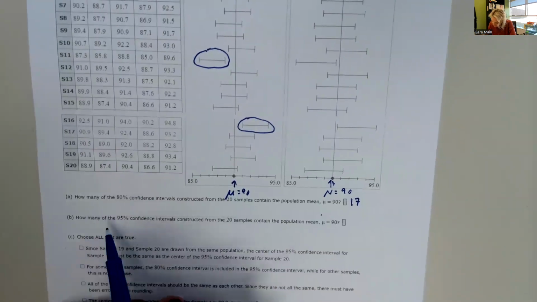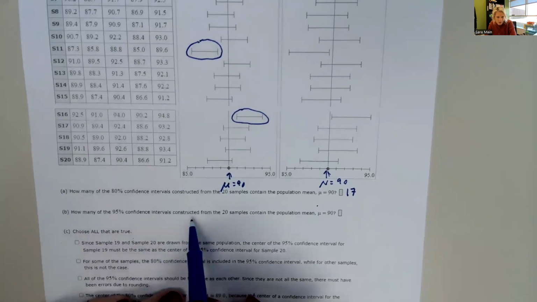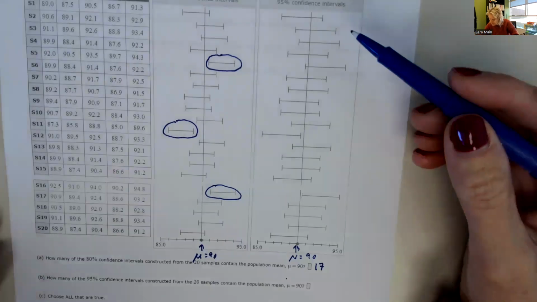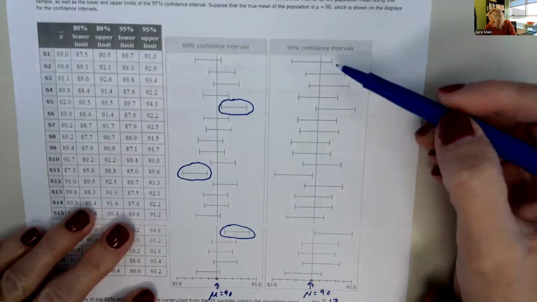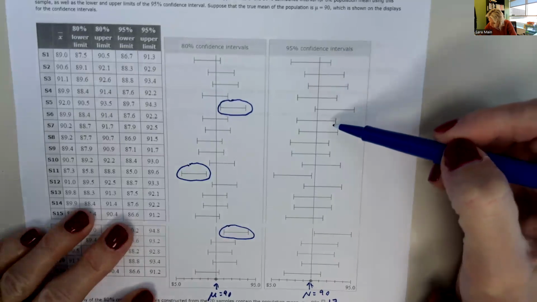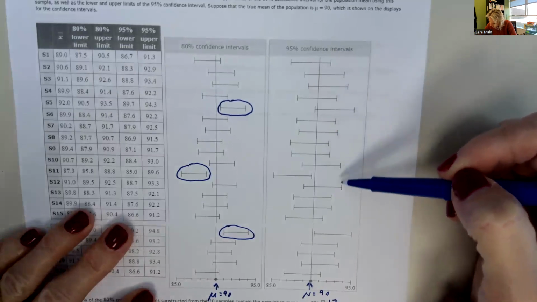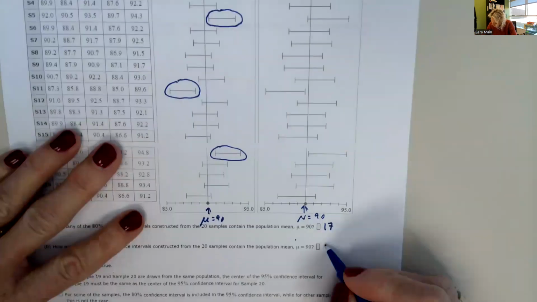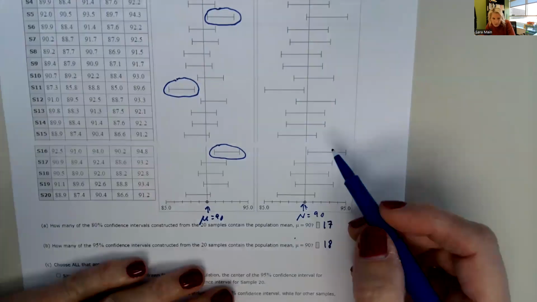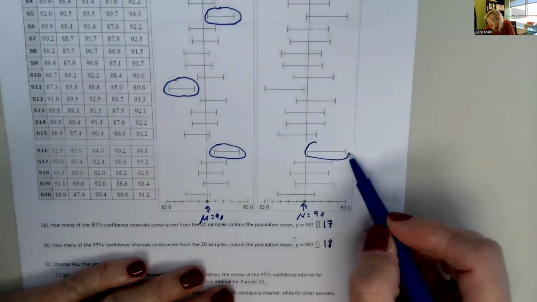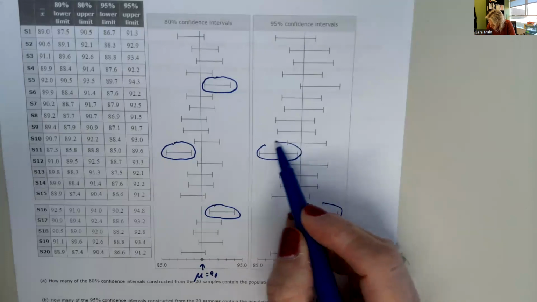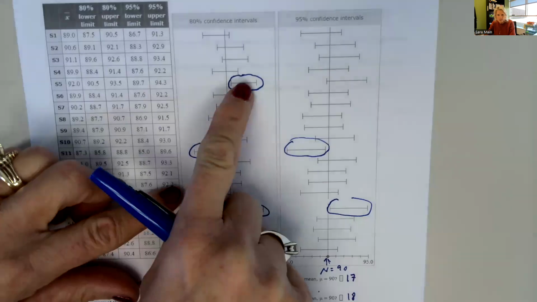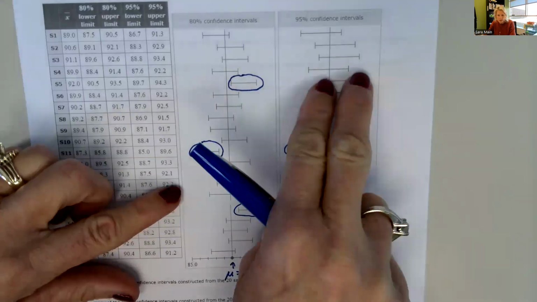Then it says, how many of the 95% confidence intervals constructed from the 20 samples contain the population mean? So I'm going to go through and count as well in a 95%. So 1, 2, 3, 4, 5, 6, 7, 8, 9, 10, 11, 12, 13, 14, 15, 16, 17, 18. Notice this one here does not, is right on the edge, and this one here does not. And it's the same samples from the 80%. This one now does include it because it got a little bit wider.